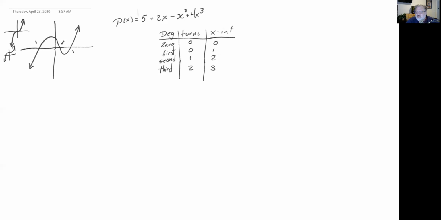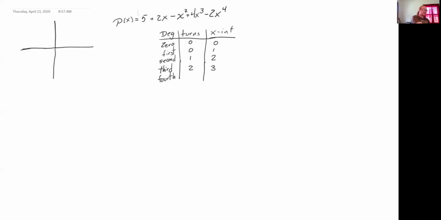What do you think would happen if we put in, say, negative 2x to the fourth? Take a moment, follow the pattern, and decide what you think that fourth degree polynomial will look like. Is it going to have 3 turns and 4 intercepts? It will. It's going to have as many as 3 turns and as many as 4 x-intercepts. That's the most dramatic it can be.